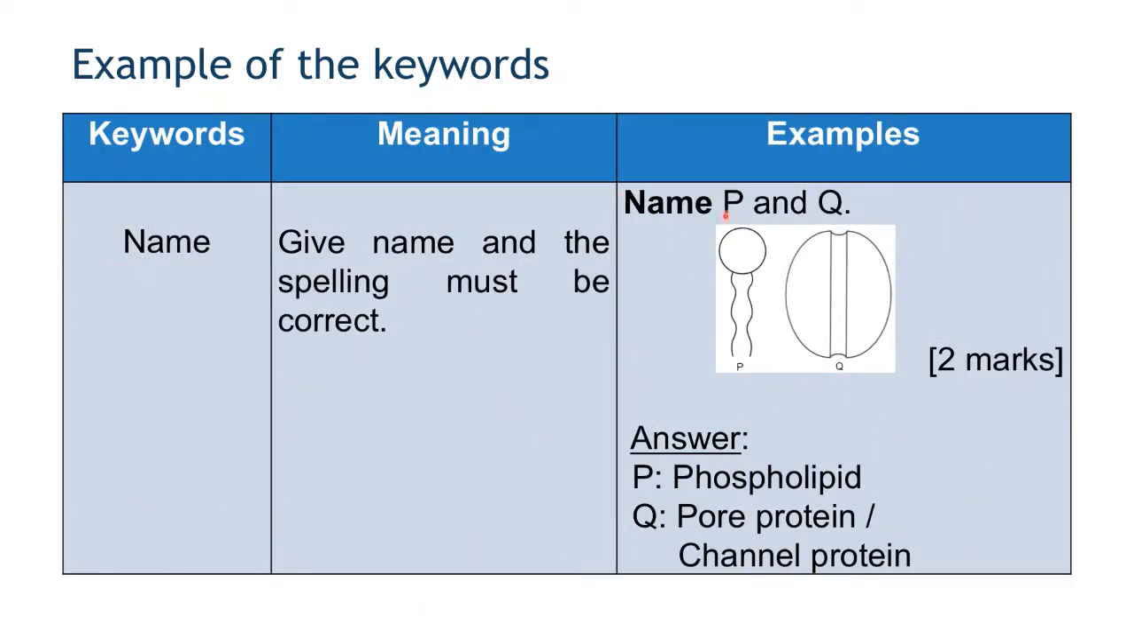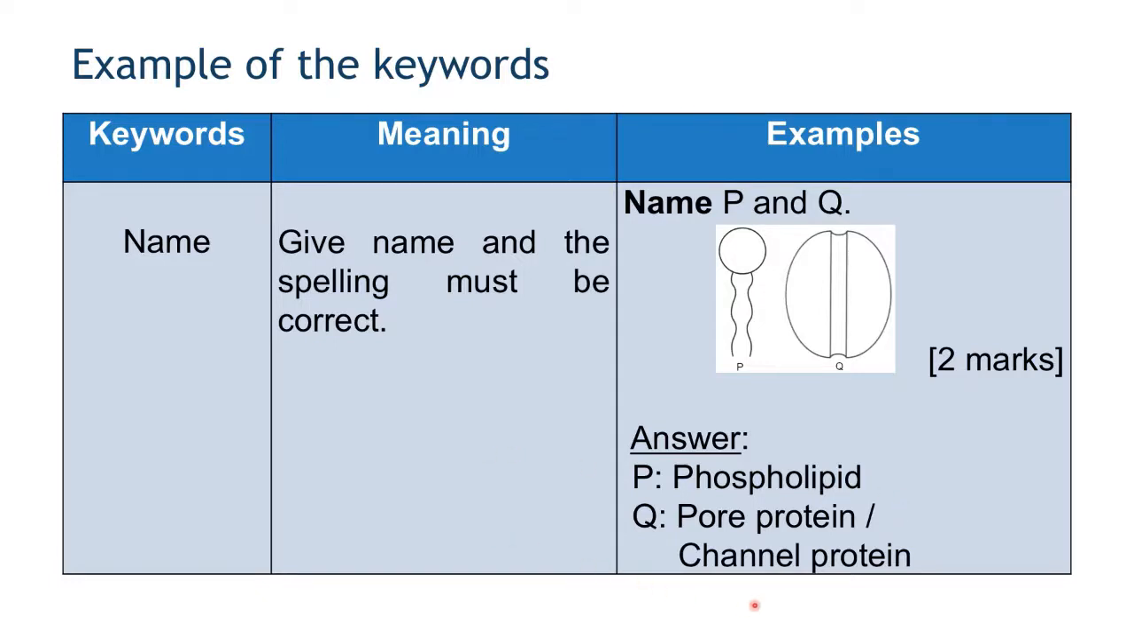Name. Example of question: name P and Q. This is a 2 marks question. To answer this question, you need to give the name to structure P and Q, and the spelling must be correct. We look at the sample answer. Structure P is phospholipid, Q is pore protein or channel protein.